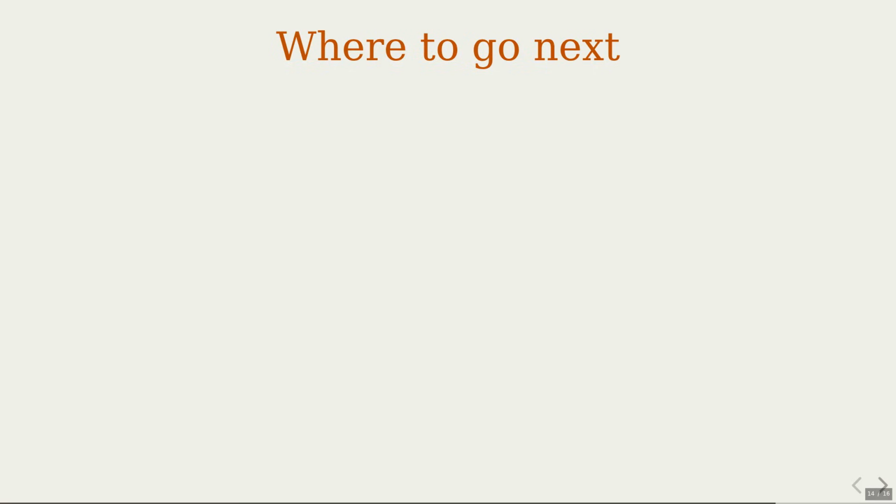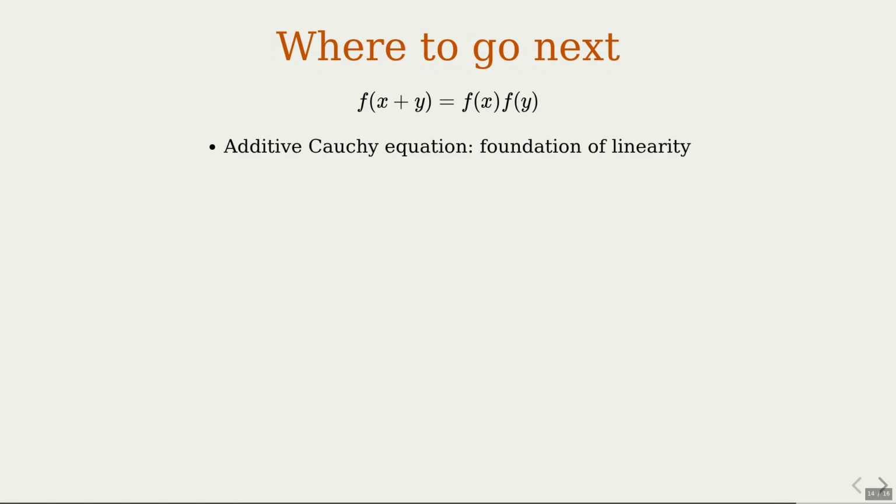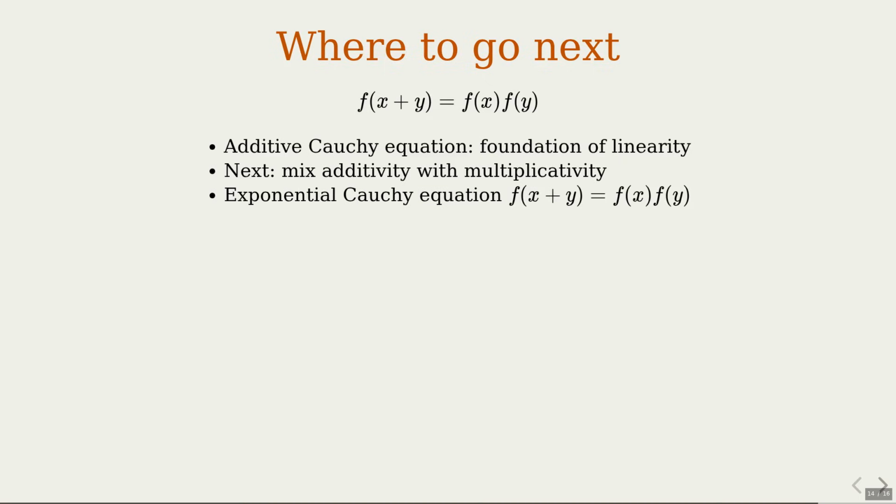We have explored the additive Cauchy equation. The natural next stop is its multiplicative cousin. You mean the equation where adding inputs multiplies outputs, which should connect to exponentials. This exponential Cauchy equation describes functions where addition in the input space turns into multiplication in the output space, which is the hallmark of exponential behavior. Additive Cauchy equation, foundation of linearity. Next, mix additivity with multiplicativity. Exponential Cauchy equation, f of x plus y equals f of x times f of y.